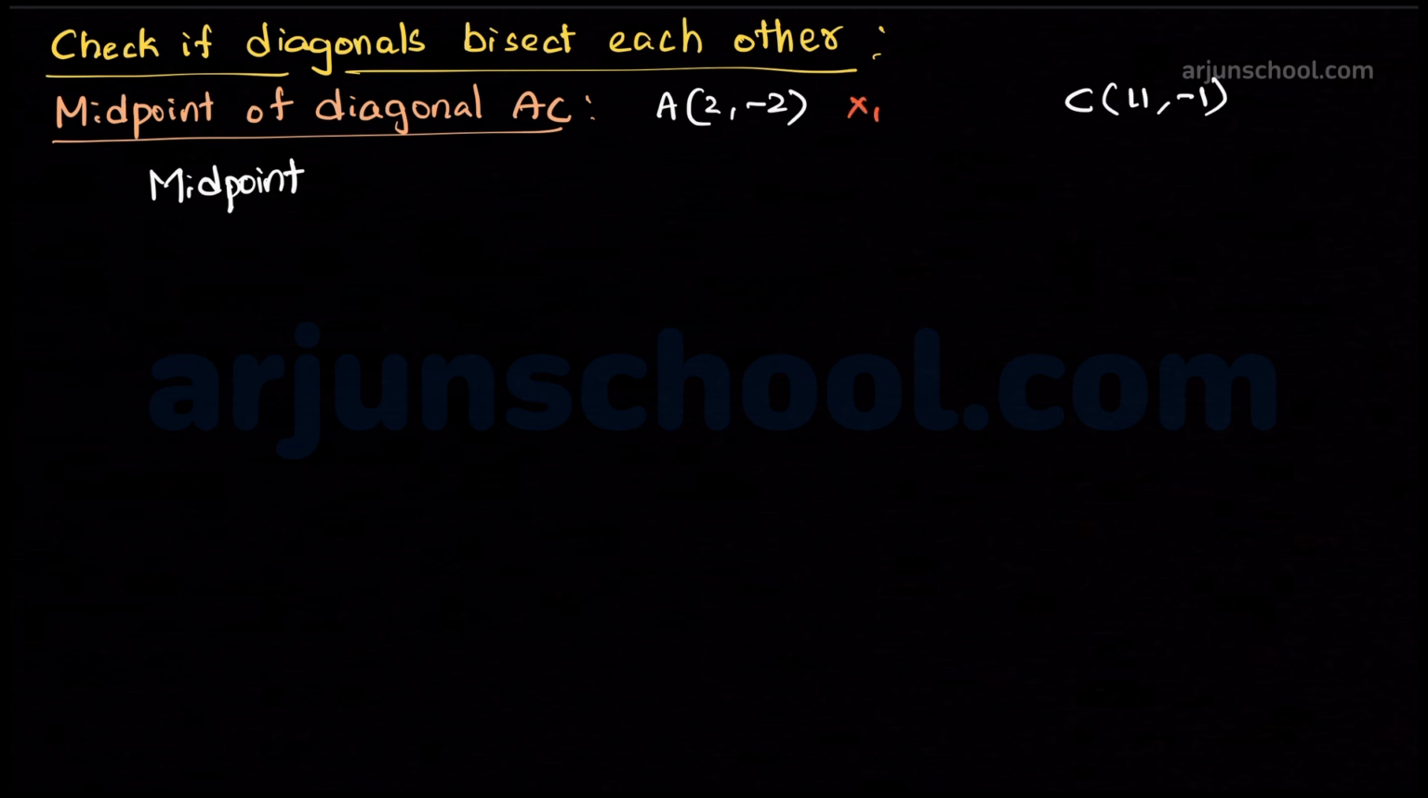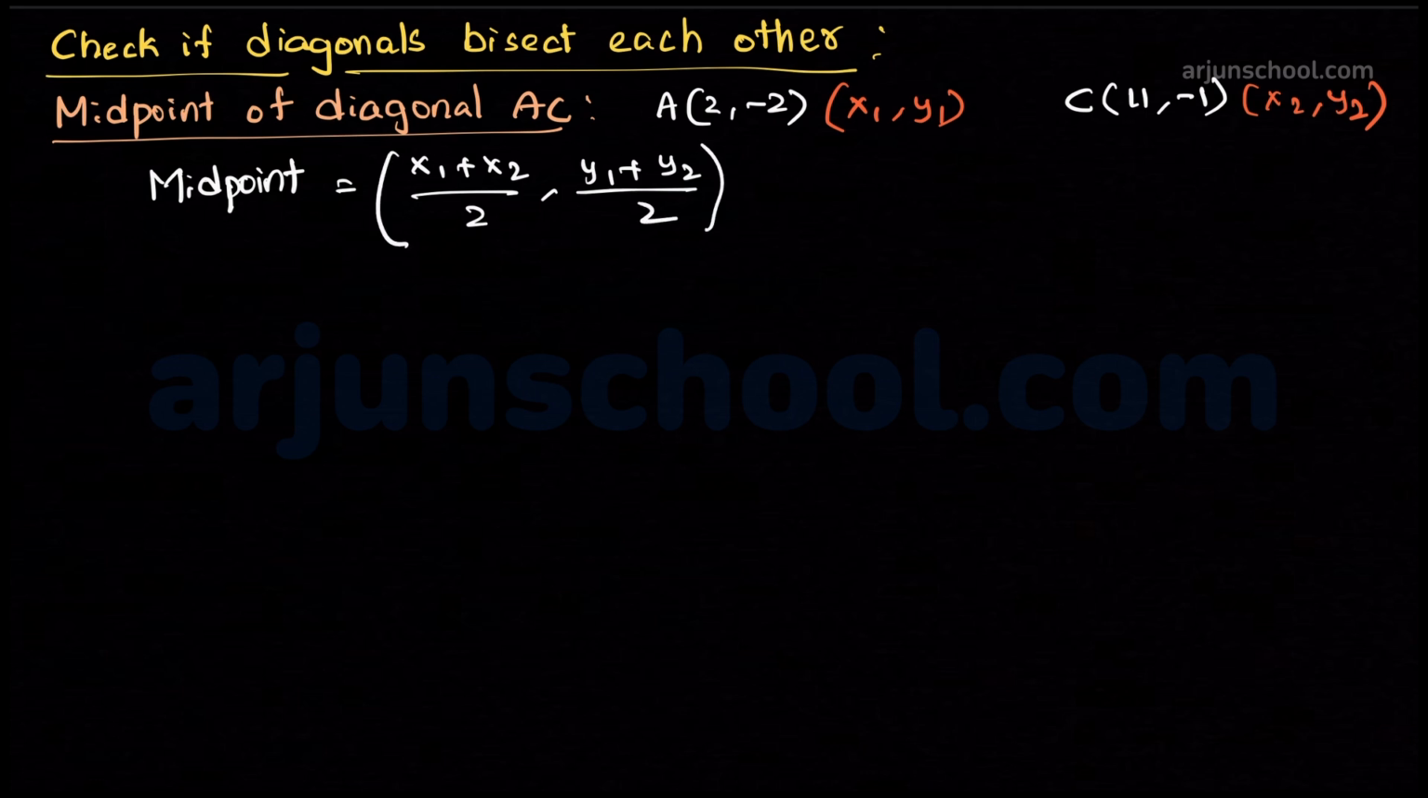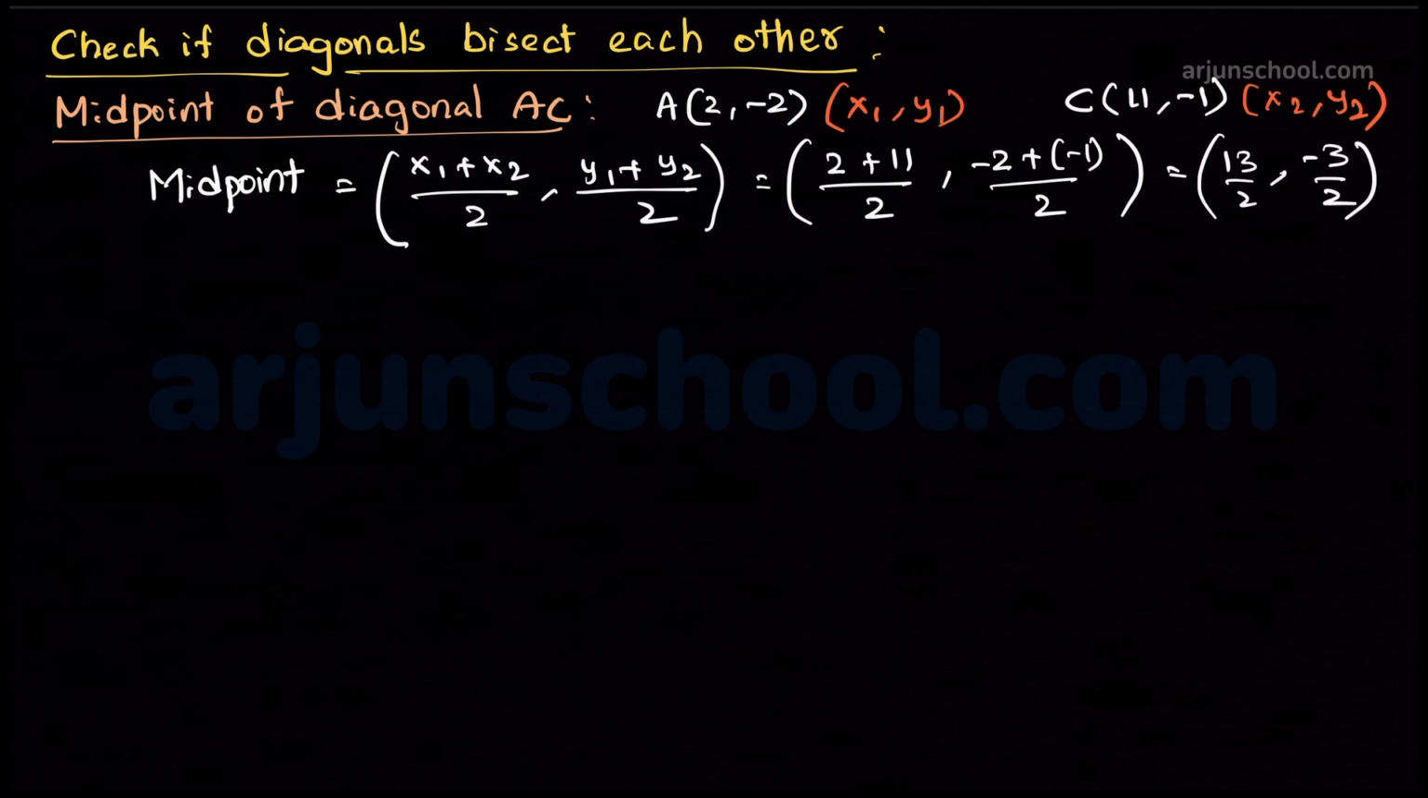To check if diagonals bisect each other, we need to check if the midpoint of diagonal AC is equal to the midpoint of diagonal BD. First let us compute the midpoint of diagonal AC. Consider vertex A as x1, y1 and vertex C as x2, y2. The formula for the midpoint is (x1 plus x2) by 2, the average of the x coordinates, and (y1 plus y2) by 2, the average of the y coordinates. That gives (2 plus 11) by 2, (-2 plus -1) by 2. 2 plus 11 is 13, so 13 by 2, and -2 minus 1 is -3, so -3 by 2.